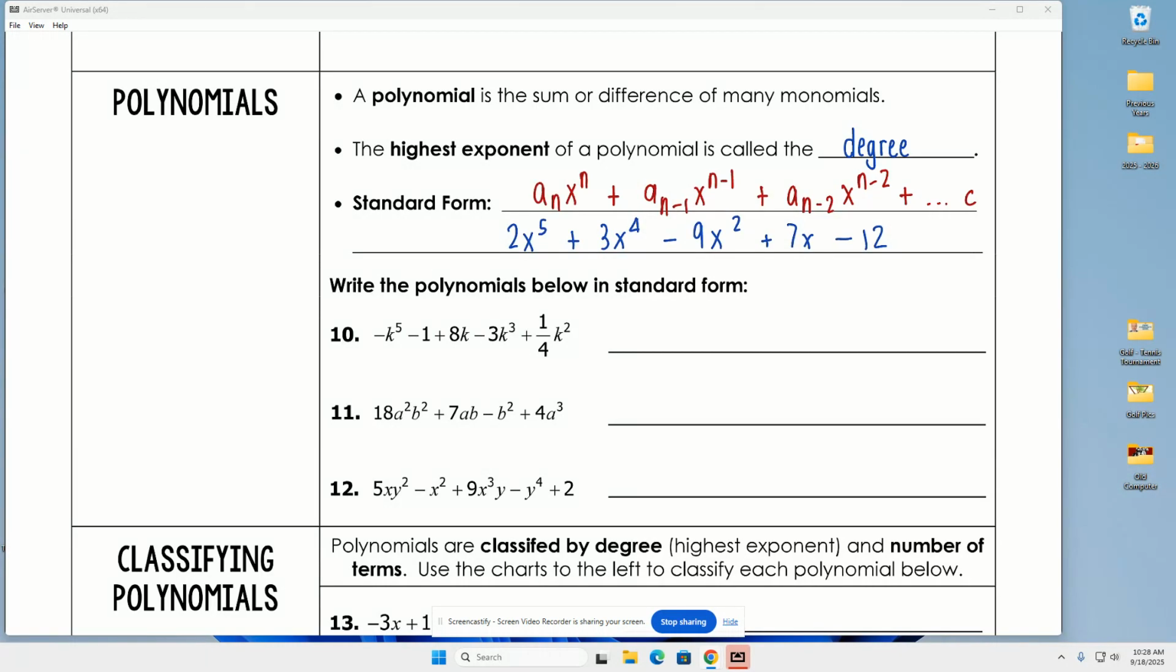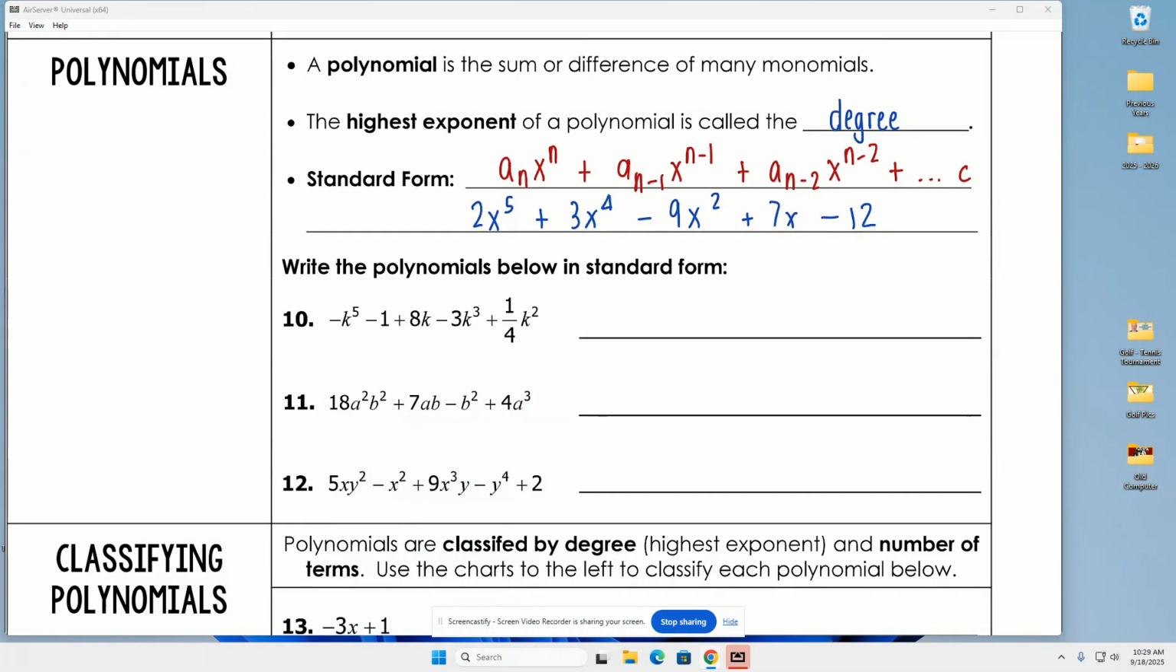All right, so number 10 asked me, hey, write this in standard form. So I look all the way through it, and I try to find my biggest exponent. Y'all see it? What is it? Yep, that's it right there. Negative k to the 5th. That's got to be my first term. Now we try to work our way down. Do y'all see a 4?